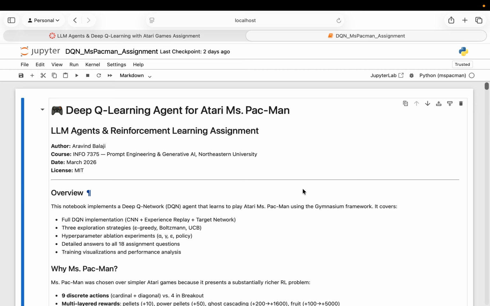This is my deep Q learning assignment for Info 7375. I built a DQN agent that learns to play Atari Ms Pac-Man using reinforcement learning. The agent starts knowing nothing and teaches itself to play through trial and error. I chose Ms Pac-Man because it is a much harder reinforcement learning problem than typical choices like Breakout or Pong. It has 9 actions instead of 4, a complex maze with 4 ghosts, and a rich reward structure, pellets worth 10 points, power pellets worth 50, and cascading ghost bonuses from 200 up to 1600.